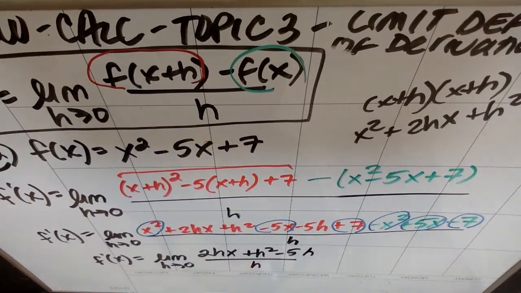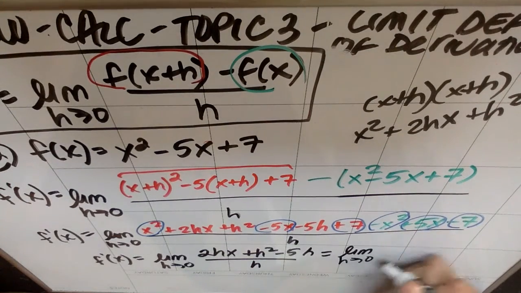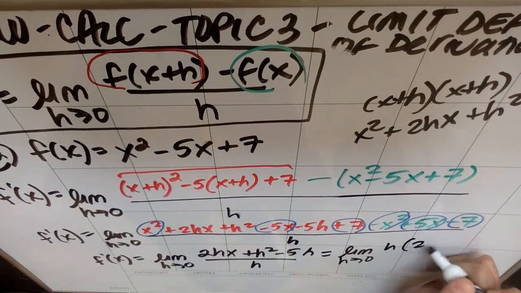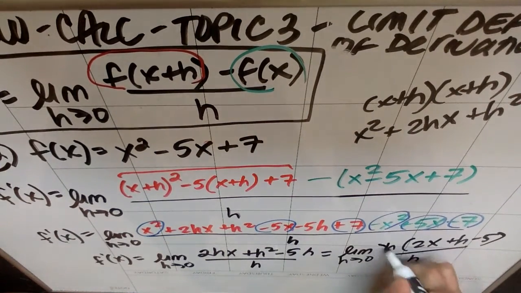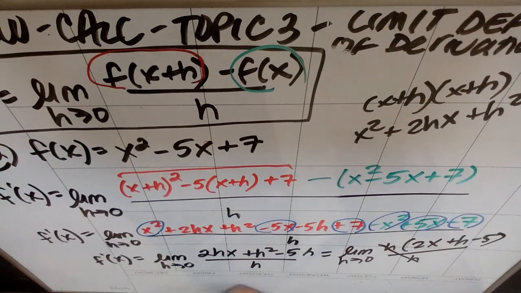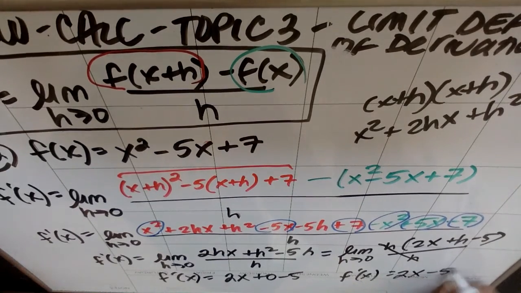Well, I want to be able to cancel an h, so I'm going to factor one of them out. This is going to be the limit as h approaches 0 of, yank out an h, and you get 2x plus h minus 5 all over an h. I can now cancel my h. Now I'm clear to plug in, so my f prime of x is going to be 2x plus 0 minus 5. My final answer is that f prime of x is 2x minus 5.